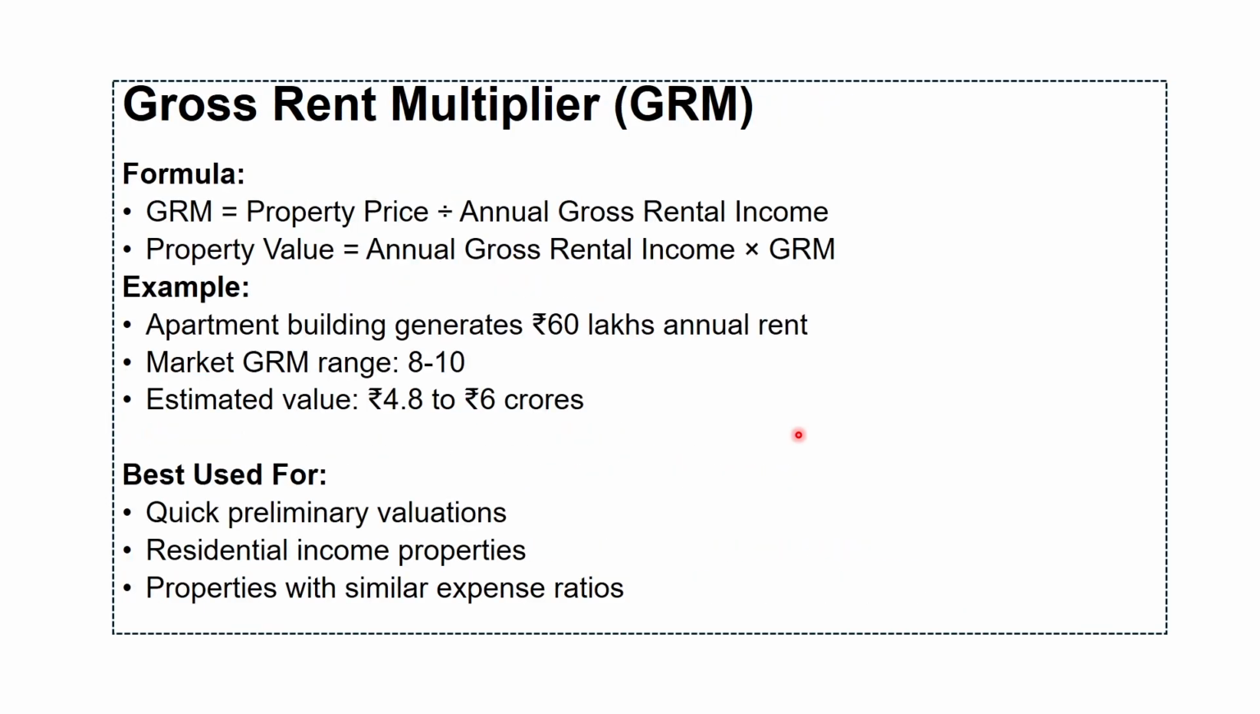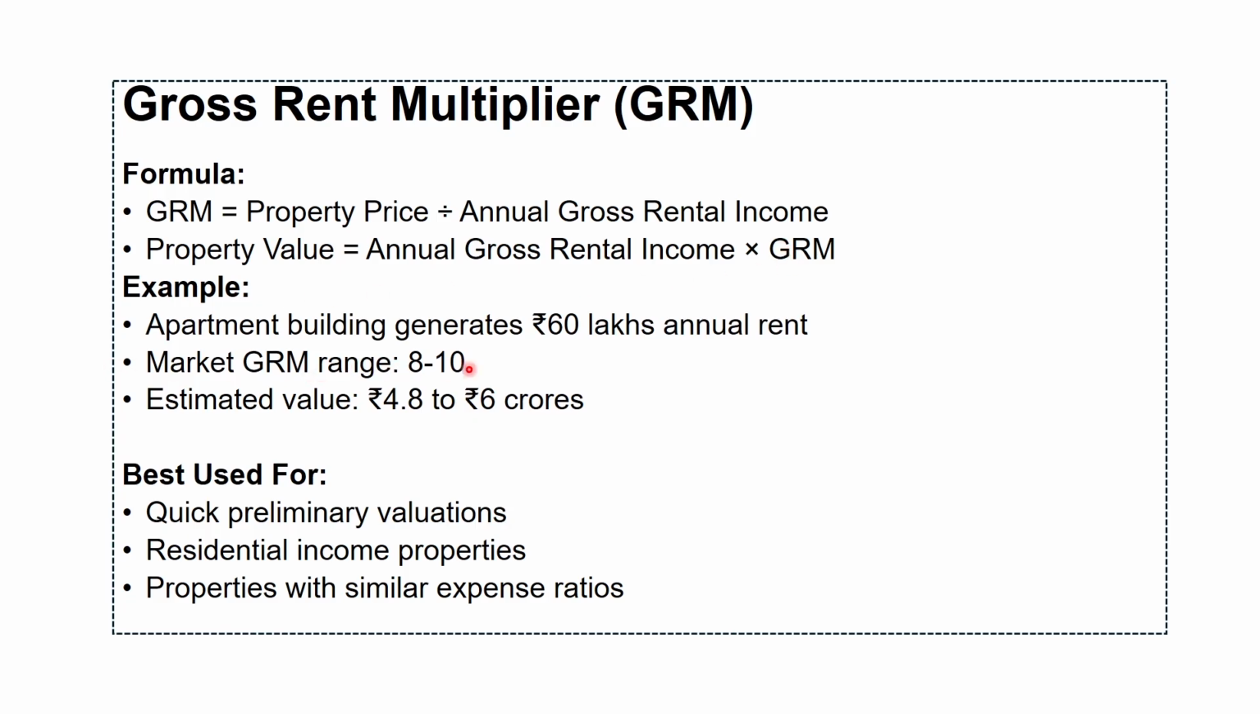Then we move to the gross rent multiplier, GRM. The gross rent multiplier is a simpler valuation tool that's widely used for quick analysis and preliminary screening. While it's less sophisticated than NOI-based methods, it is incredibly useful in practical situations. The formula is straightforward: divide the property price by its annual gross rental income to get the GRM. To value a property, multiply its annual gross rental income by an appropriate GRM from comparable sales. Here we have an example.